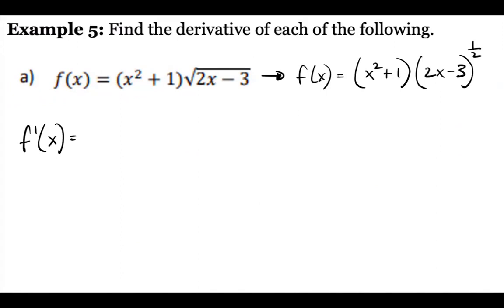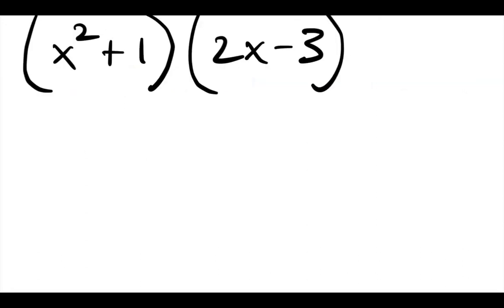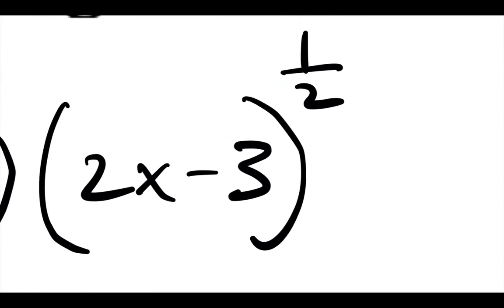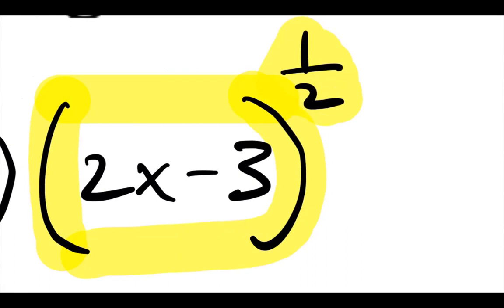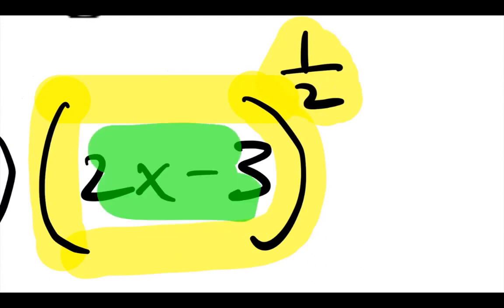Product rule says first one, x squared plus 1, times the derivative of the second. So the second one is 2x minus 3 to the 1/2 power. Now to find the derivative of that guy here, we're going to have to use the chain rule, because that guy has an outside and it has an inside, right? It's got 2 layers to it.